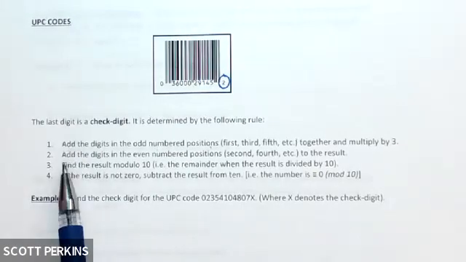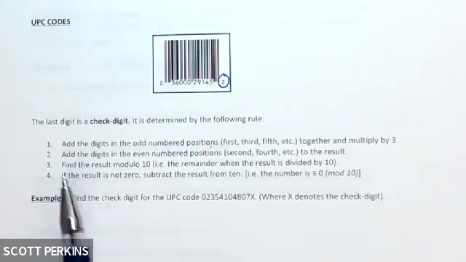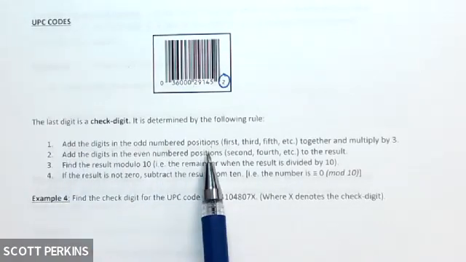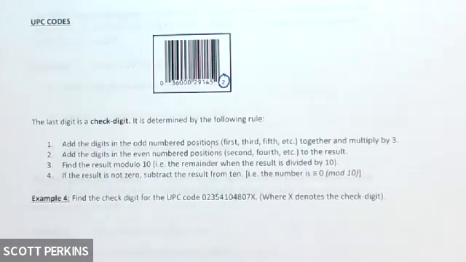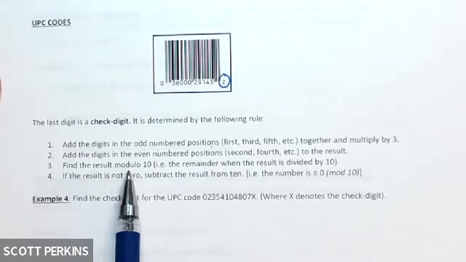Secondly, you take the other digits, the ones in the even numbered places, meaning the 2nd, the 4th, the 6th, the 8th, the 10th, and the 12th. You take those and you just leave them. You add up those digits and you add that to the result. You don't multiply by anything. Then you find the result mod 10.